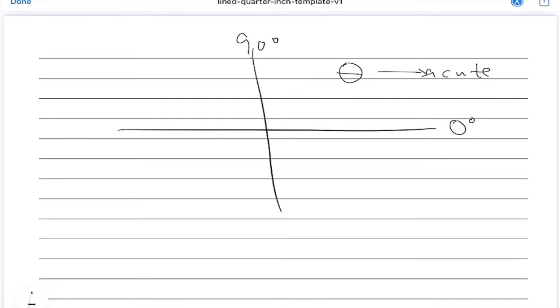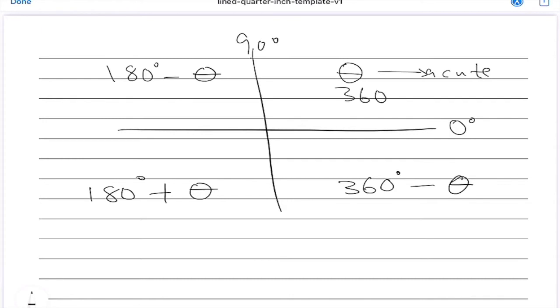But in quadrant 2, if theta is acute, then theta is in the first quadrant. So in quadrant 2, we actually would get 180 minus theta. Then in quadrant 3, we get 180 plus theta. And in quadrant 4, we get 360 degrees minus theta. And back again to quadrant 1, we get 360 degrees plus theta.